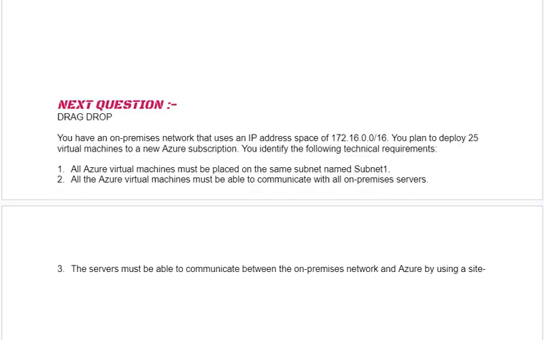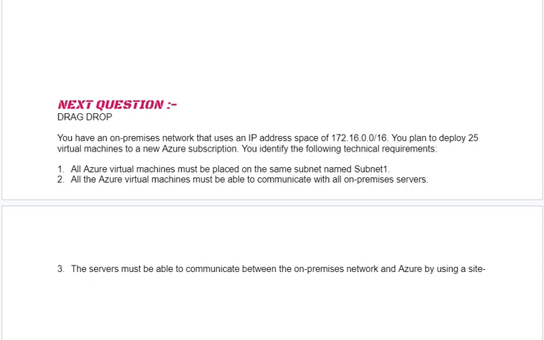Question is, you have an on-premises network that uses an IP address space of this. You plan to deploy 25 virtual machines to a new Azure subscription. You identify the following technical requirements. First, all Azure virtual machines must be placed on the same subnet named Subnet 1.